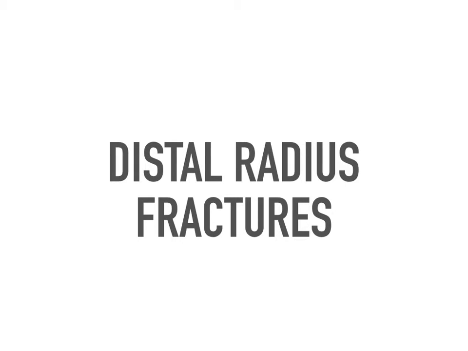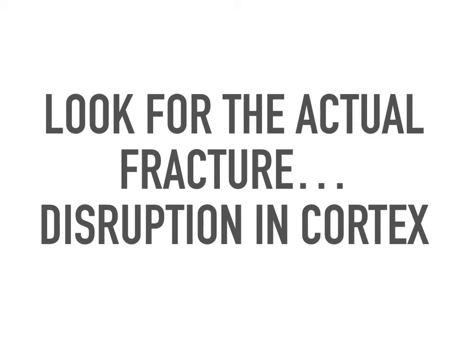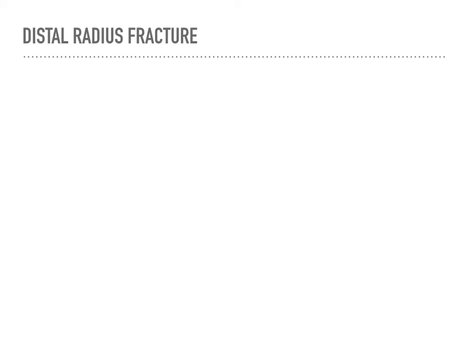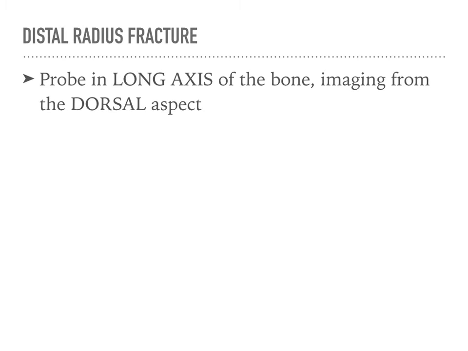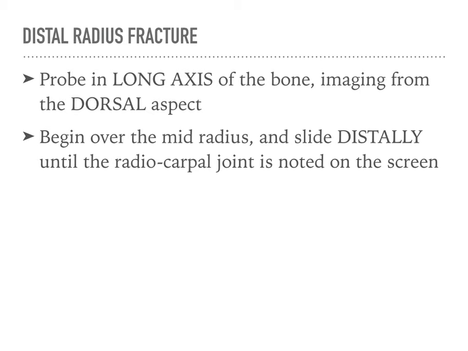All right, moving on to distal radius fractures. In this case, we are looking for the actual fracture line, a disruption in the cortex of the bone. Now, depending on the type of distal radius fracture, the disruption can be in different places. Again, we will begin over the dorsal aspect of the bone in question in the long axis and will slide distally. Depending on where the fracture is, we may need to slide as far as the radiocarpal joint. We're going to repeat the above process along the radial and volar aspects of the distal radius.